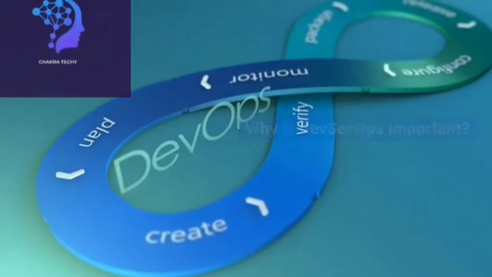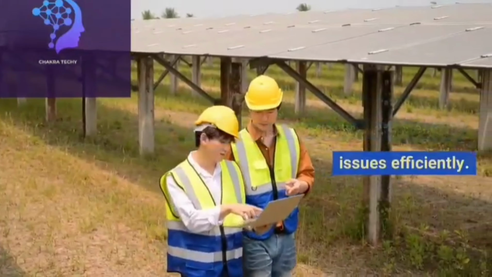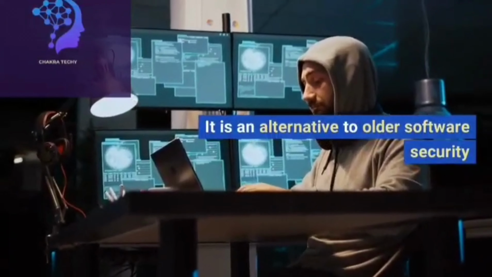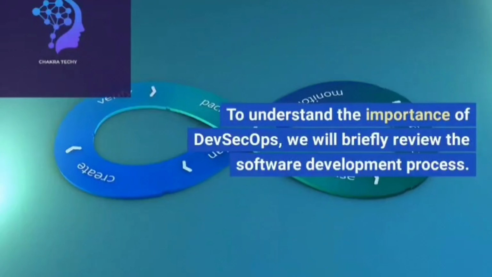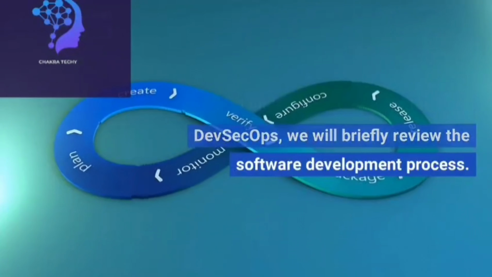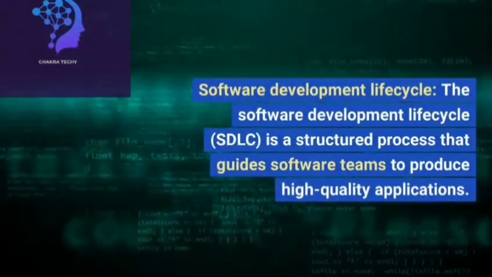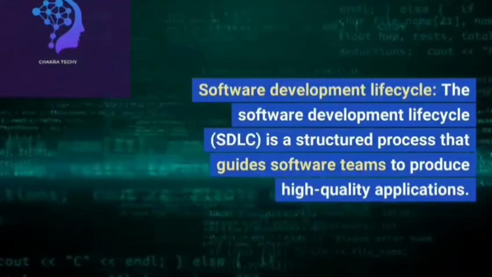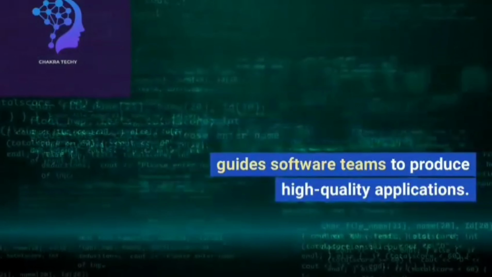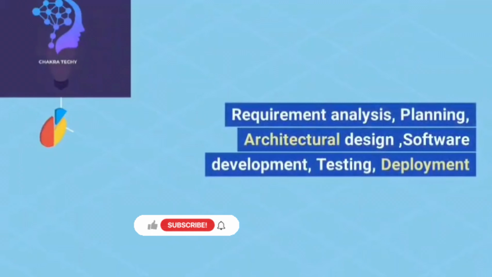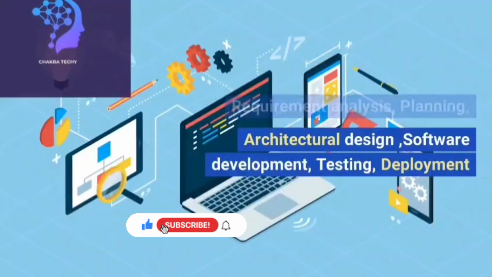Why is DevSecOps important? DevSecOps aims to help development teams address security issues efficiently. It is an alternative to older security systems. To understand the importance of DevSecOps, we will briefly review the software development process. Software development lifecycle. The software development lifecycle (SDLC) is a structured process that guides software teams to produce high-quality applications. Requirement analysis, planning, architectural design, software development, testing, deployment.